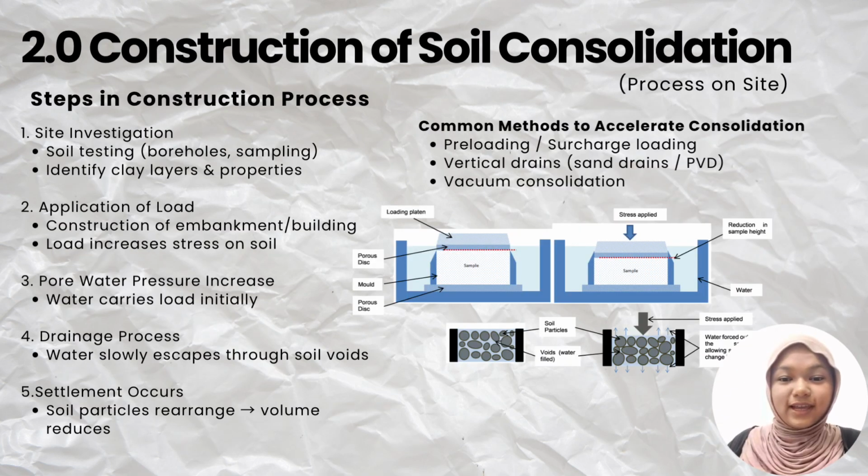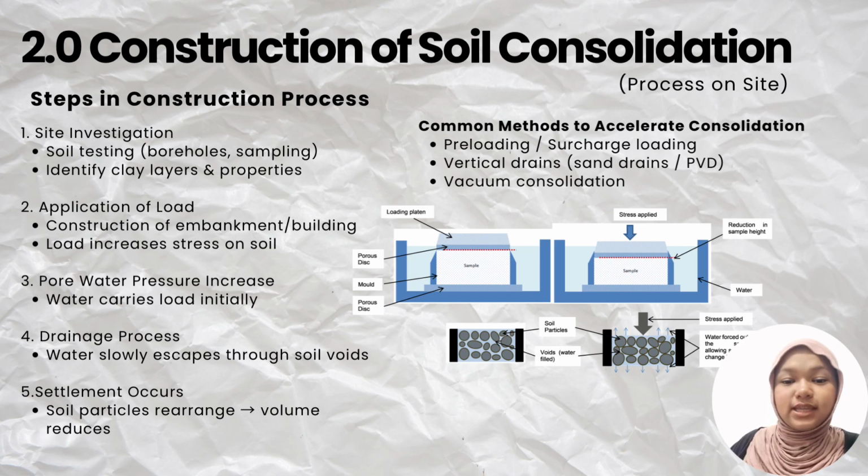Now I will explain the construction process of consolidation on site. This process involves several important steps to ensure the soil becomes denser and more stable before construction begins. The first step is site preparation, which includes clearing and preparing the ground. The second step is load placement, such as adding fill material to accelerate consolidation.